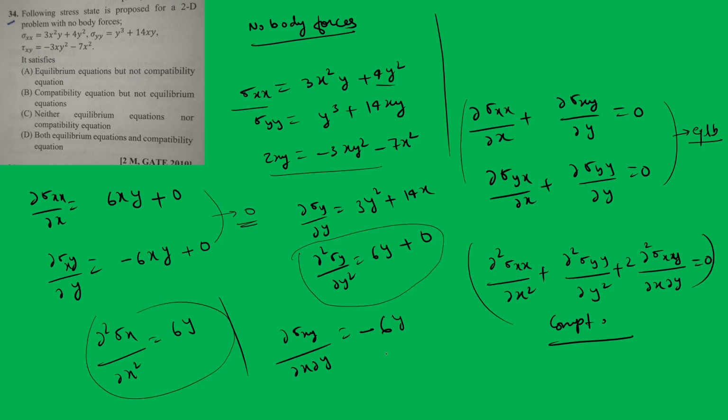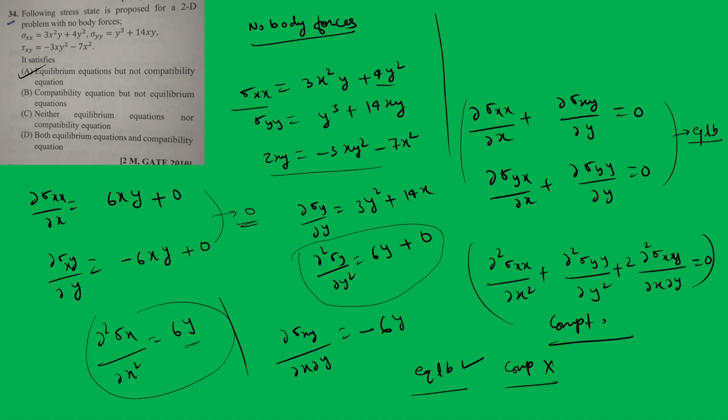It will be minus 6y, right? Definitely, because we are differentiating with respect to x, so x will go, then minus 6y. Now if you add this one plus this one plus this one, this one and this one cancel, but this one is still remaining. So it satisfies the equilibrium equation, but it does not satisfy the compatibility equation, so that is your answer.